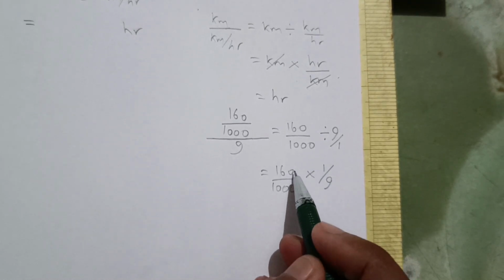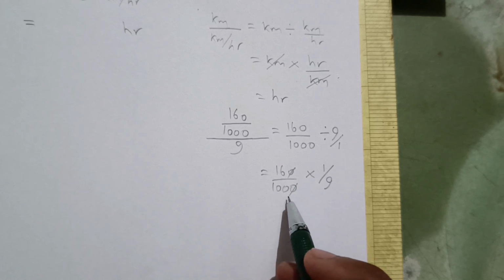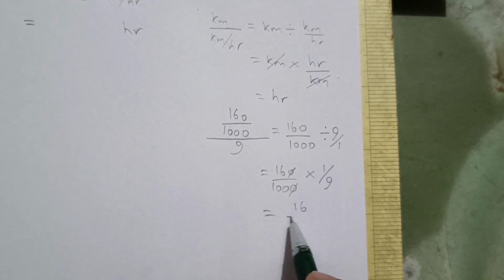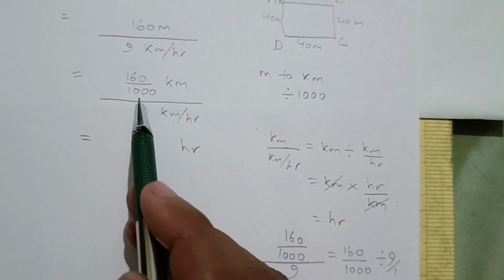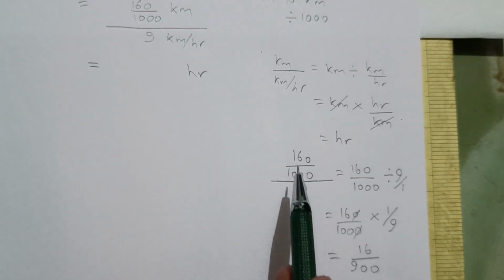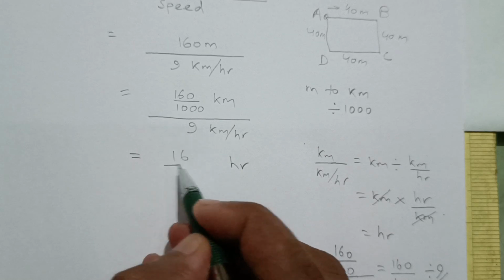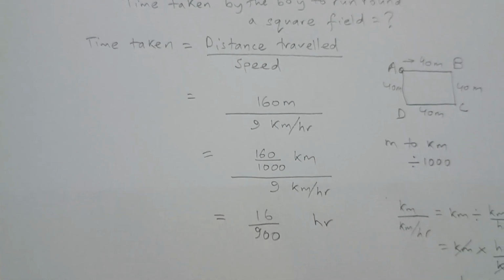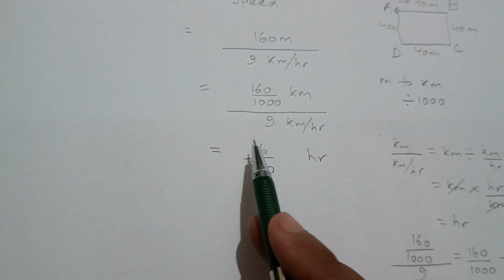So this 0 and this 0 cancel. So it is 16 by 100 into 1 by 9, which is 16 into 1 is 16, 100 into 9 is 900. So 16 by 900. So 160 by 1000 upon 9 becomes 16 by 900. This much hours. So time taken by the boy is 16 by 900 hours. This is your answer.